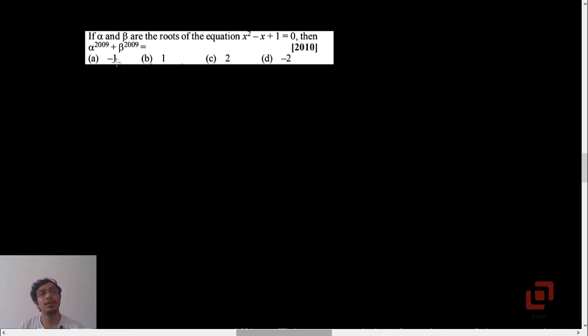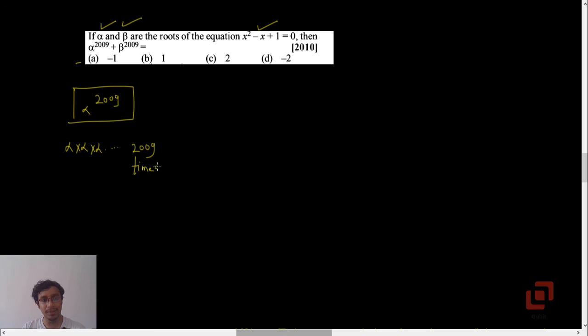Question 3. If alpha and beta are the roots of the equation x squared minus x plus 1 is equal to 0, then alpha raised to 2009 plus beta raised to 2009 is equal to -1, 1, 2 or -2. Now obviously alpha raised to 2009 is very impractical to find by conventional methods like alpha into alpha 2009 times. Same goes with the beta part.